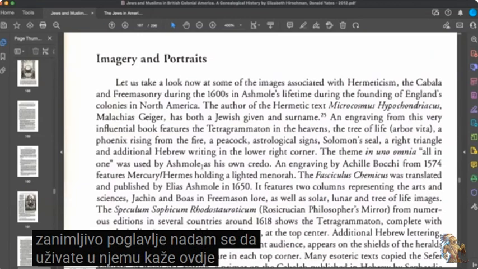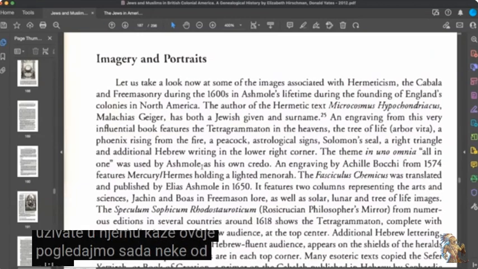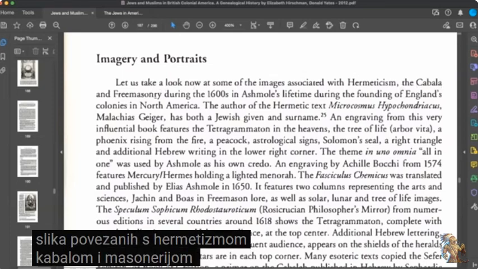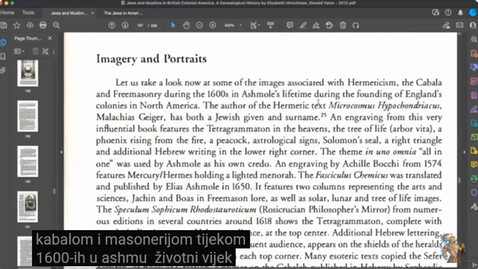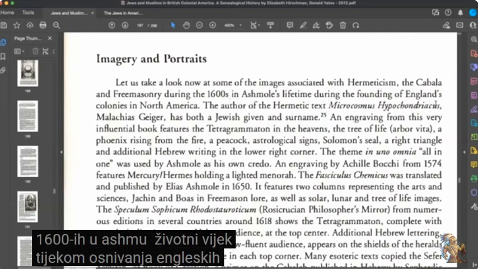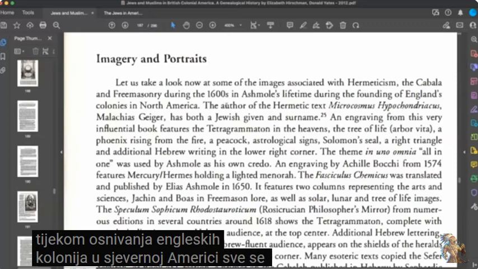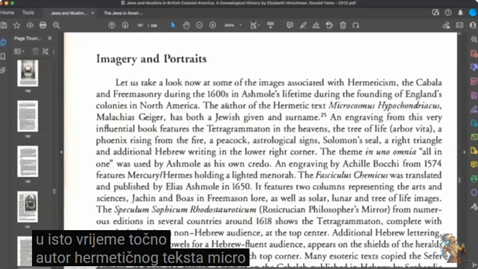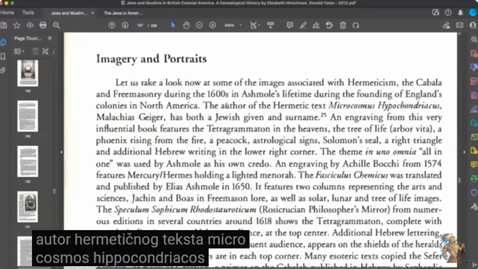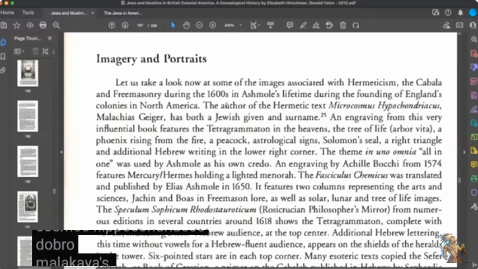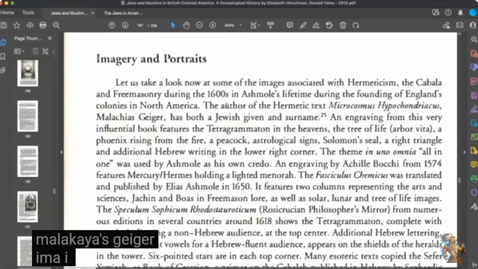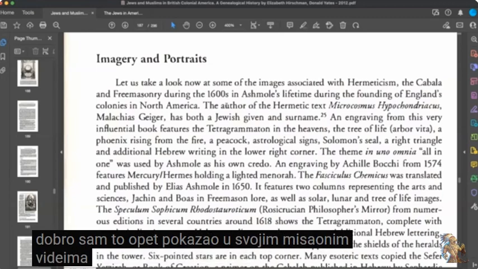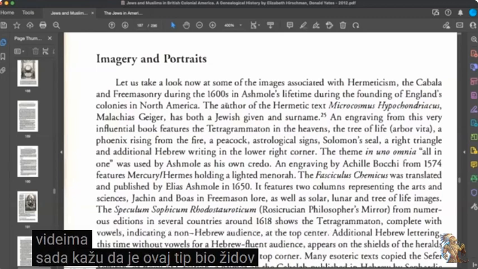It says here, let us take a look now at some of the images associated with Hermetism, the Kabbalah, and Freemasonry during the 1600s in Ashmole's lifetime, during the founding of England's colonies in North America, all happening at the same time, right? The author of the Hermetic text, Microcosmos Hypochondriacus, Malachias Geiger, has both a Jewish given and a surname. I've shown this in my thought videos again. Now they're saying this guy was Jewish, all right?